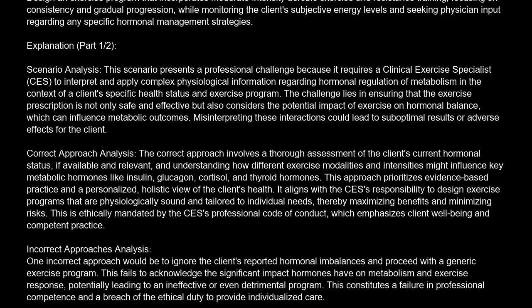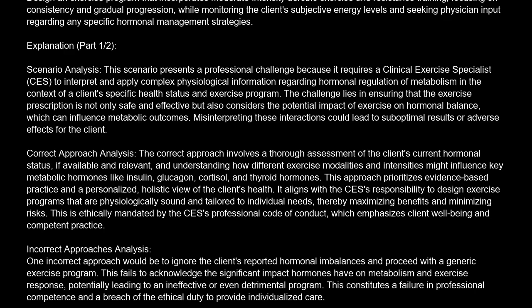This approach prioritizes evidence-based practice and a personalized, holistic view of the client's health. It aligns with the CES's responsibility to design exercise programs that are physiologically sound and tailored to individual needs, thereby maximizing benefits and minimizing risks. This is ethically mandated by the CES's Professional Code of Conduct, which emphasizes client well-being and competent practice.